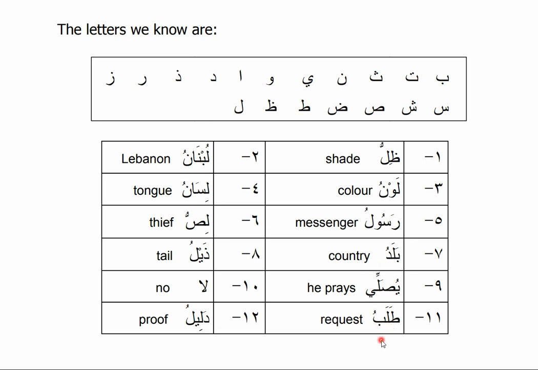Talab means request. Lubnan is a country name. Lisan, tongue. Liss is thief. Zail, tail, tail of any animal. La means no. Dalil is proof. So let's go and check the next unit.